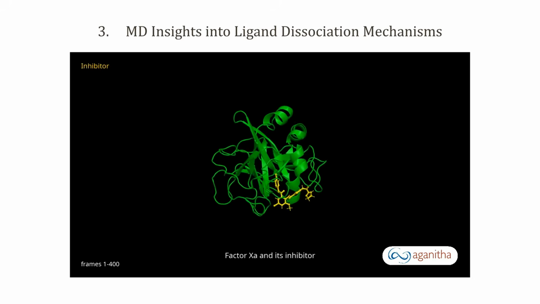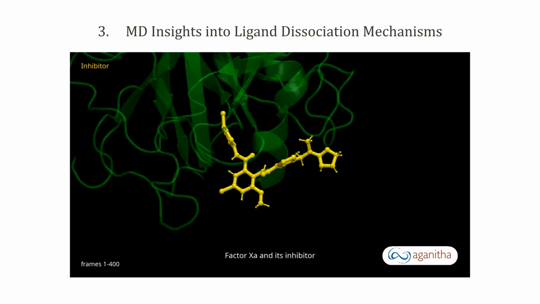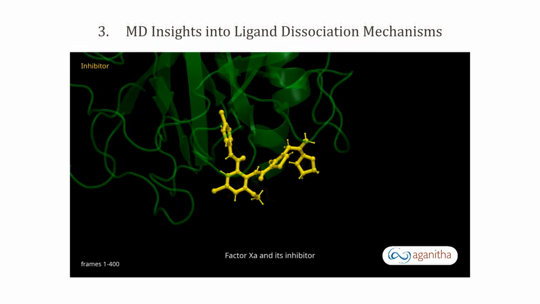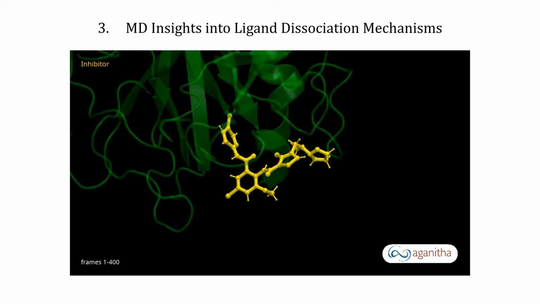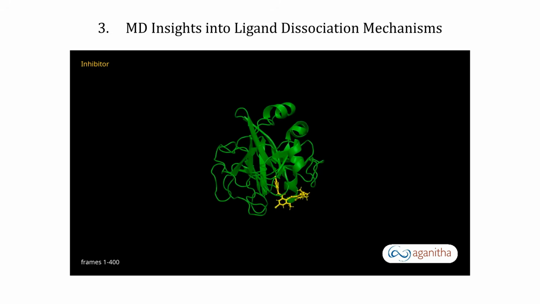Factor XA is an enzyme in the blood that helps form clots. It converts prothrombin into thrombin, the step that turns liquid blood solid. So this run scales down the interactions between protein and ligand, an enhanced sampling method that brings the departure into a 10 nanosecond window we can actually watch.